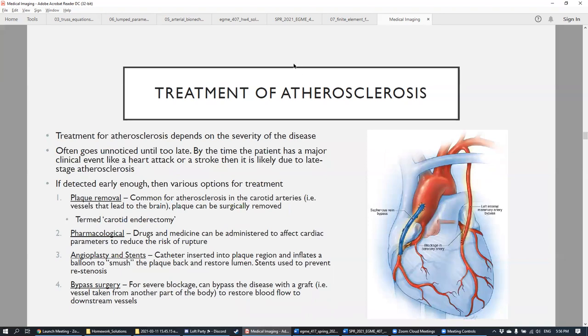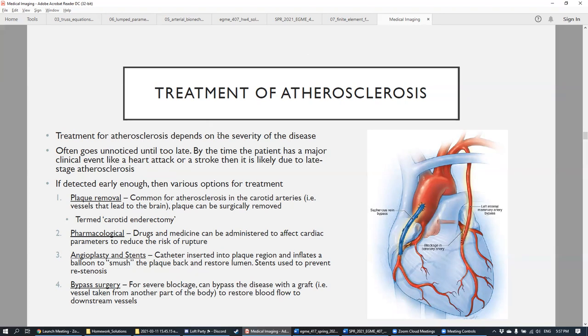Okay, so let's talk treatments. For atherosclerosis, there's a lot out there, just because it's fairly common, so there are lots of different ways to treat it. But unfortunately, a lot of times it goes unnoticed until it's too late. Because your blood vessels have that compensatory mechanism, you don't really notice atherosclerosis until it's really bad, and most people aren't getting medical scans just for the heck of it.